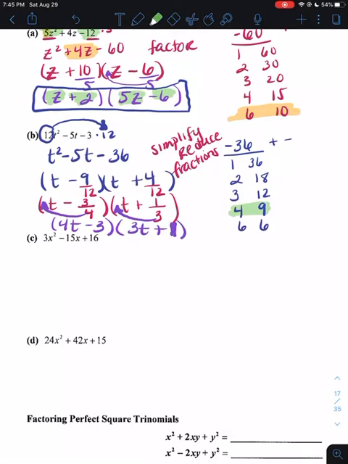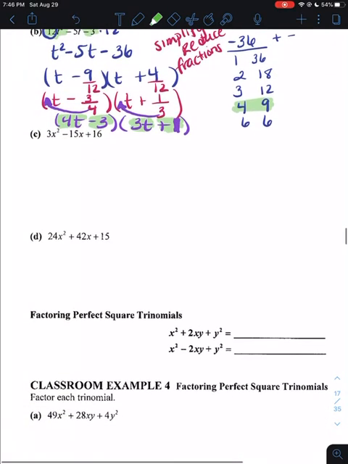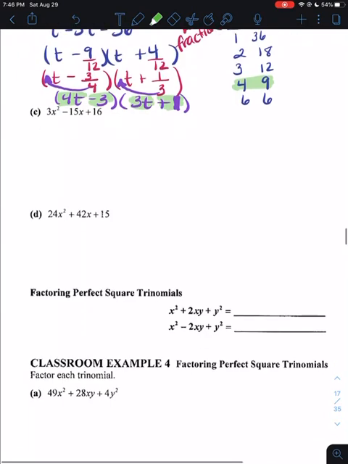And if you want to check it, remember it should multiply and give you the original. 4t times 3t gives me 12t squared. So far so good. And -3 times +1 gives me the -3. So again, it's safe to say that these answers are correct. All right, go ahead, pause the video and see if you can try letter C and D.